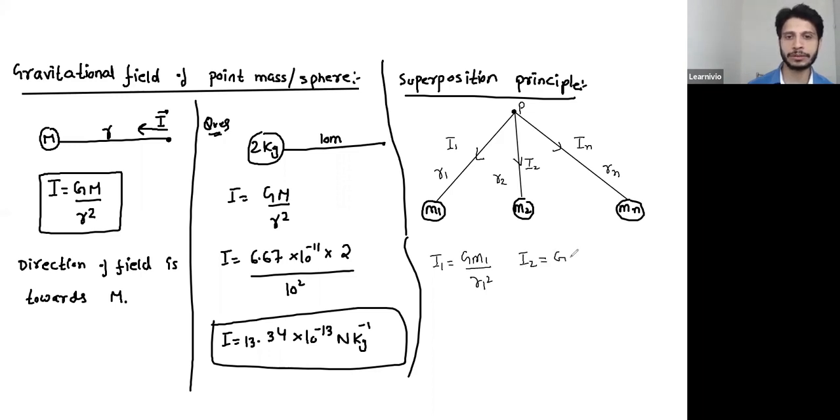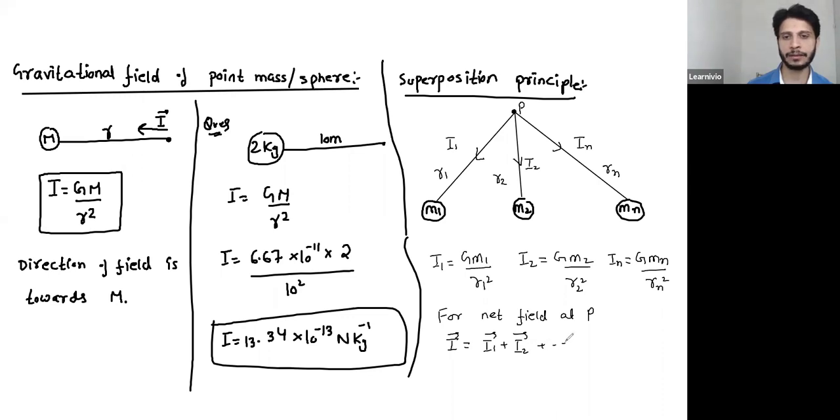Similarly, your I2 is Gm2 over R2 square. Similarly, your In is Gmn over Rn square. For net field at P, you can simply add them up vectorially. So the net field at P is just the vector sum of I1, I2 and In. This principle is the same as that of the superposition principle of force. We did the superposition principle for force too.